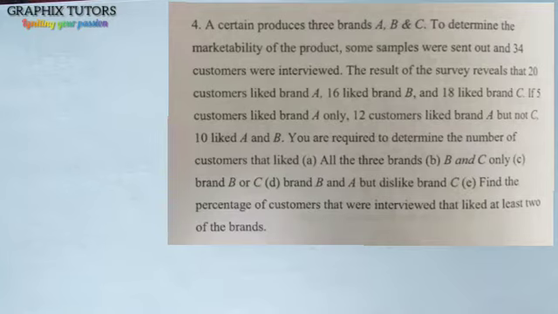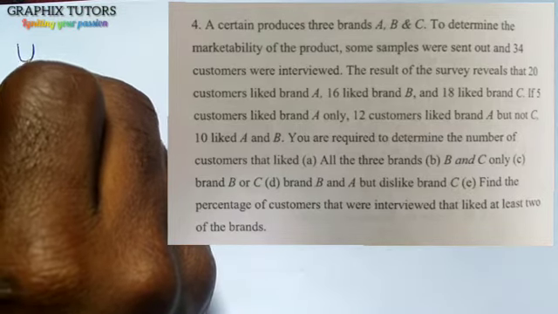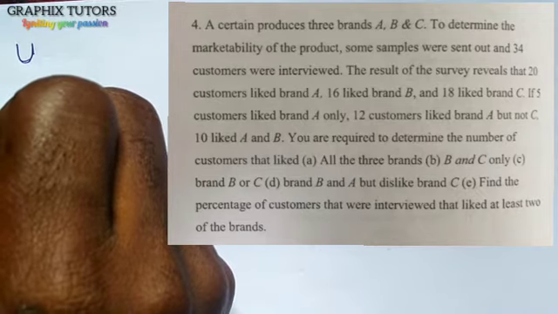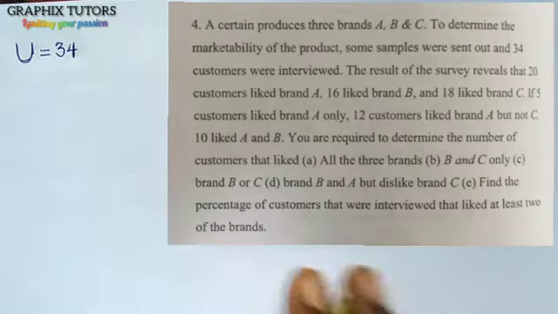First of all, what is the total number of customers involved in this purchase? If you read the question from the top right corner of your screen, it says a setting produces 3 brands A, B, and C. To determine the marketability of the product, some samples were sent out and 34 customers were interviewed. So the universal set here is what? 34. So we use a symbol like this to represent our universal customers, and we say they are 34. Are we good?